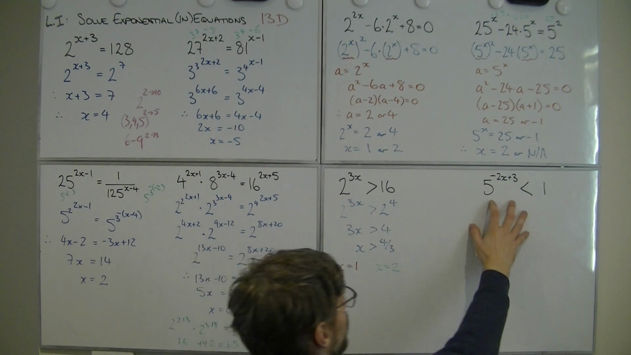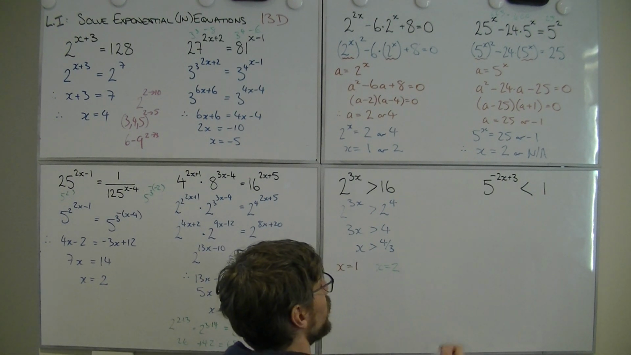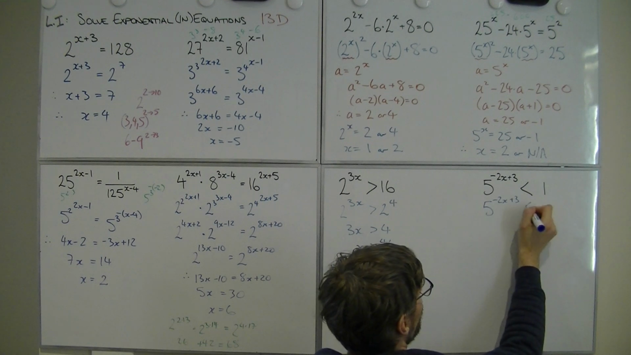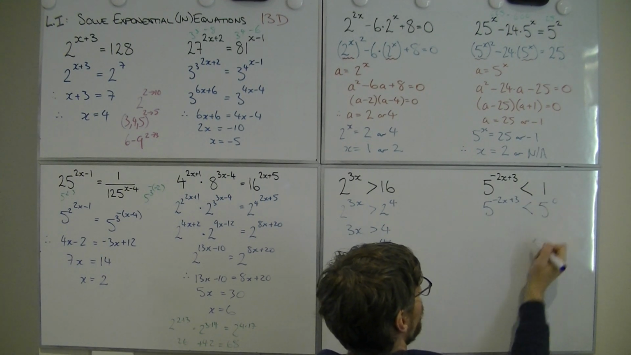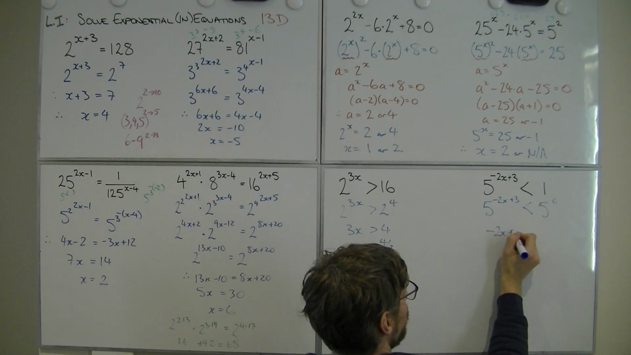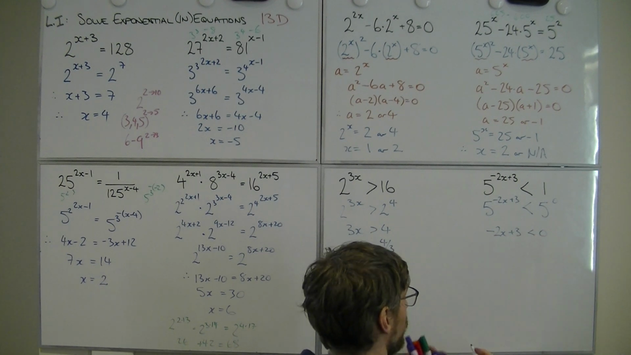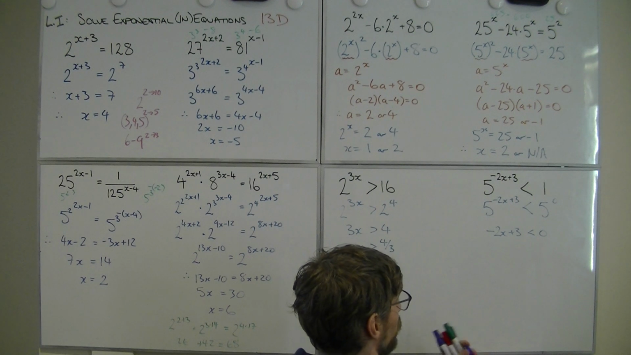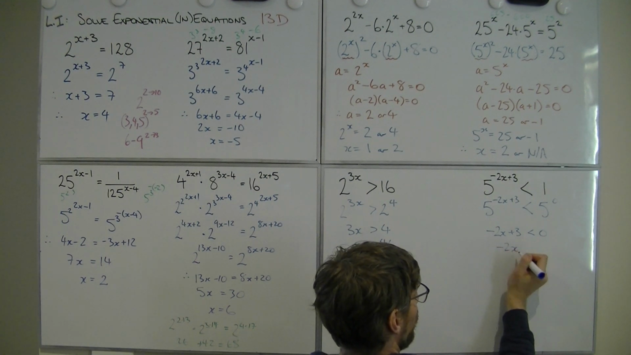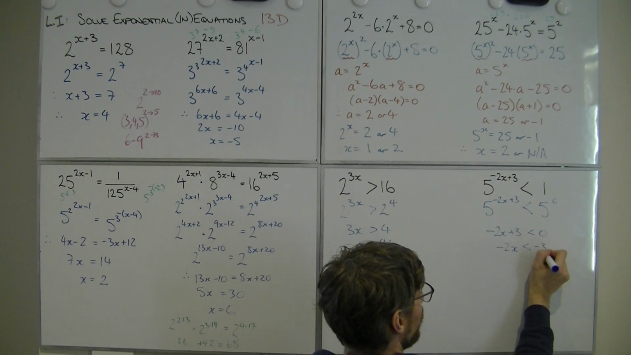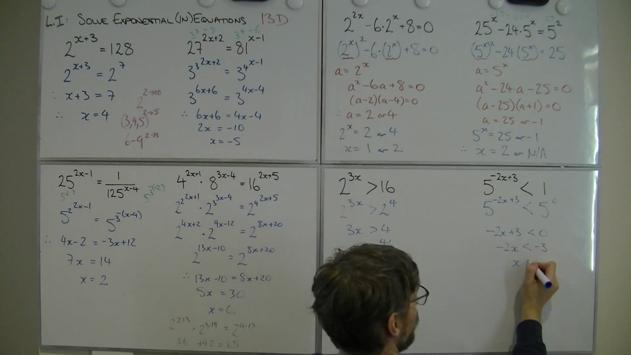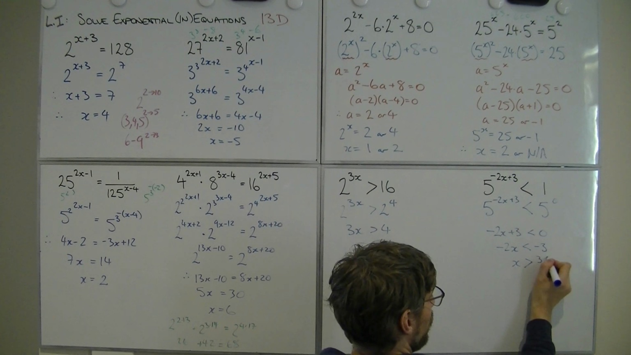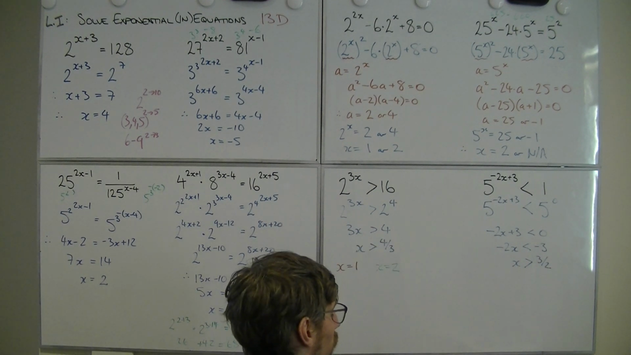Beautiful. Next guy. Similar story, we need them in the same base before we do anything else. Well, that's 5 to the 0, so I need this to be less than 0. Okay, fine. Now, there's a bunch of different things that you could do to stuff this up, so let's do one of those, minus the 3. Now, divide by negative 2. Well, because you're dividing by a negative, you've got to flip that around. So, x is greater than 3 halves.